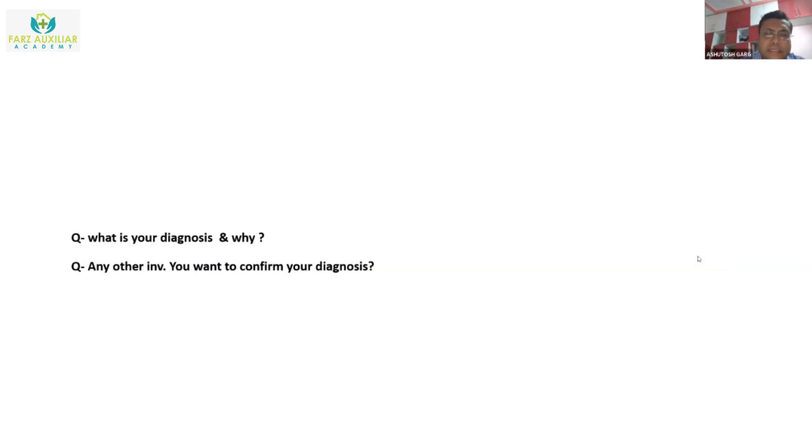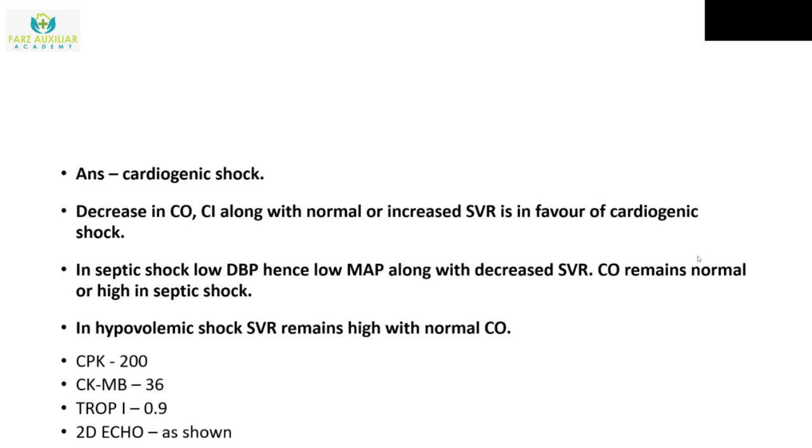What is your diagnosis? You said acute MI with cardiogenic shock. Yes, sir. Next question. Any other investigation you want to confirm your diagnosis? Echocardiography. Any other thing? BNP. And anything else? That's it, sir. Angio. Okay. What about cardiac enzymes? Yeah, cardiac enzymes. But already it's an ST elevation MI.